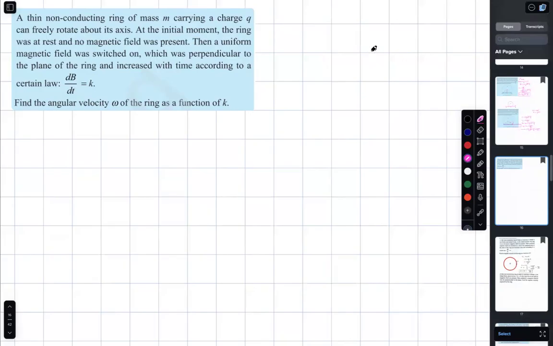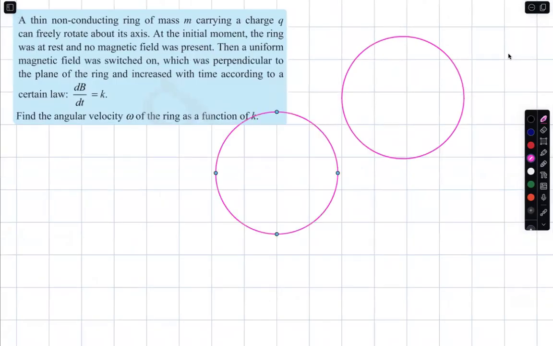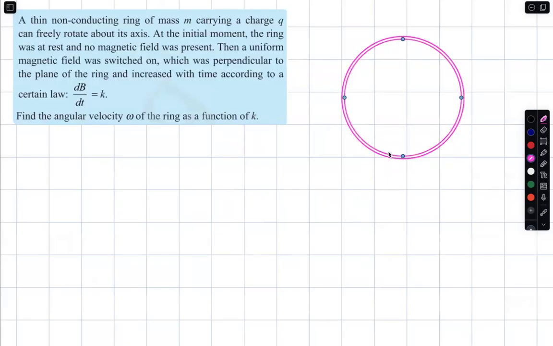First, forget about the charge and all that. Basically, that's the ring, and it is in a region of uniform magnetic field, any direction, no issues. I'm assuming inward direction. Switched on. Now this will generate electric field lines in this region.